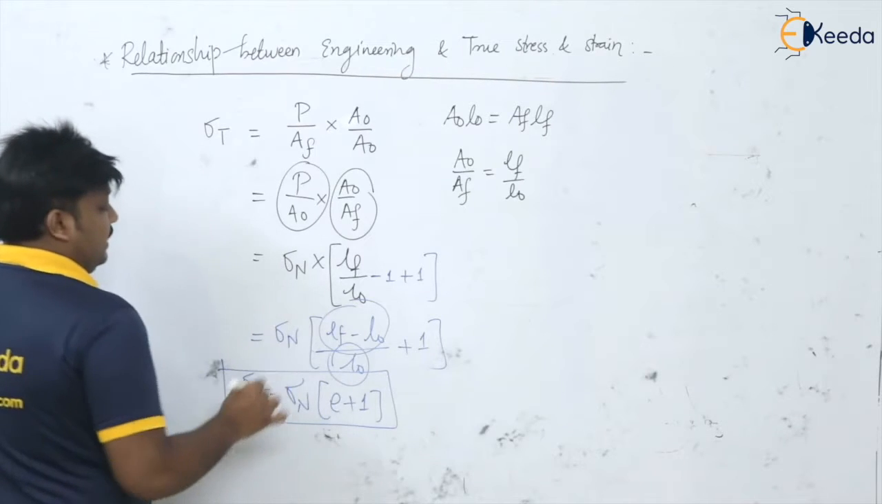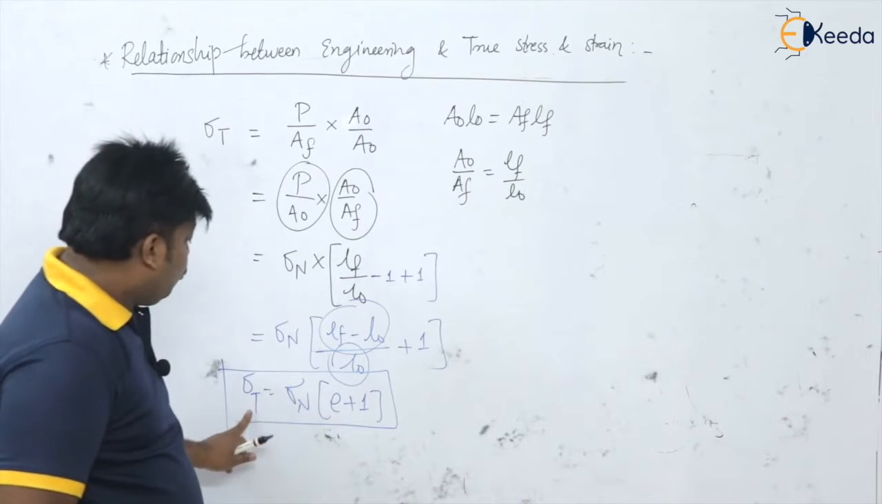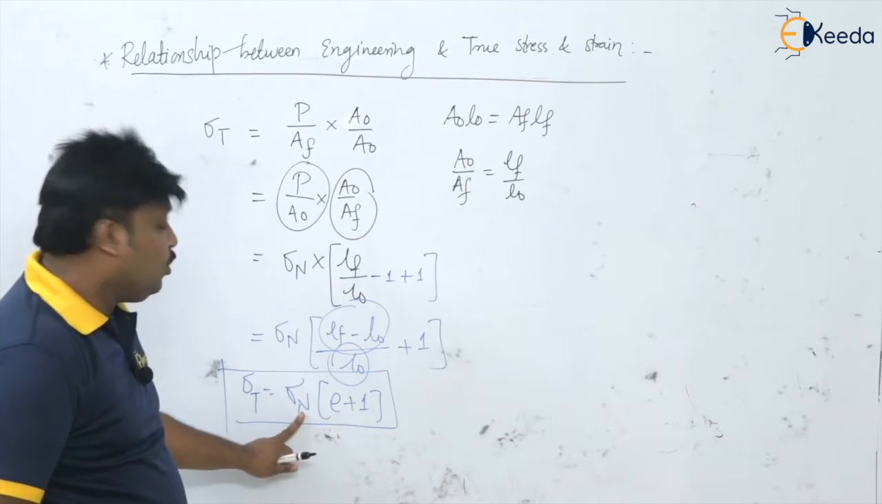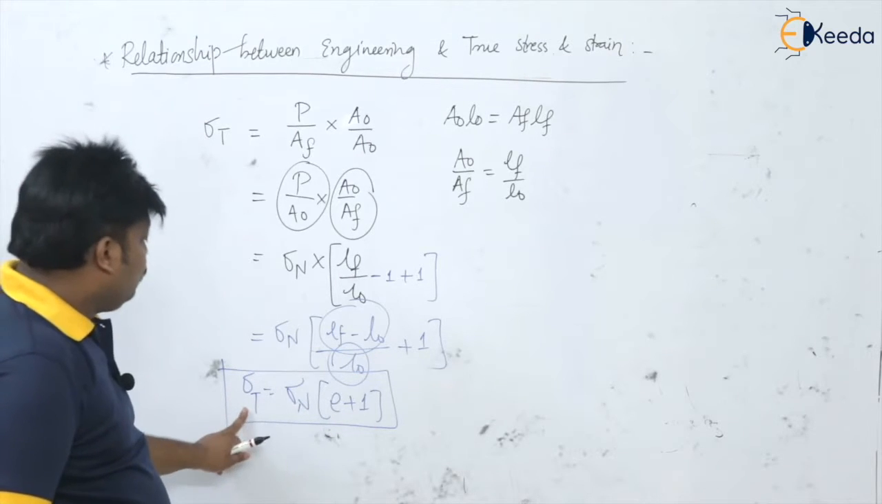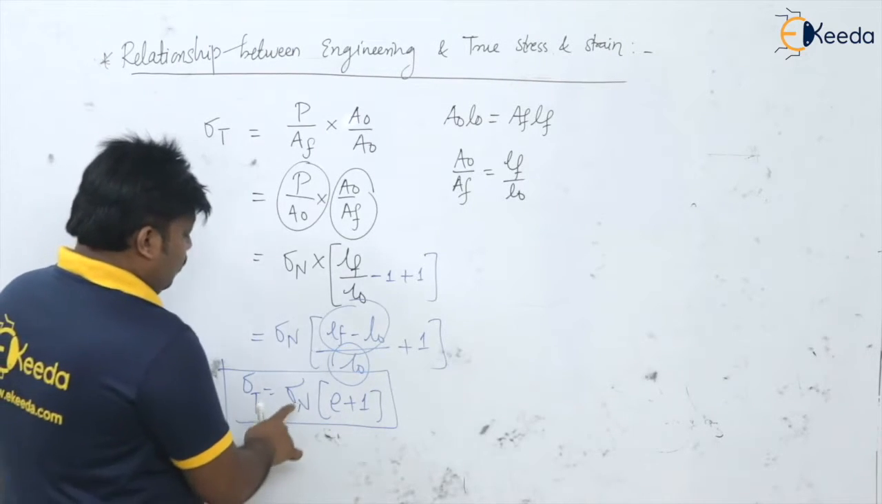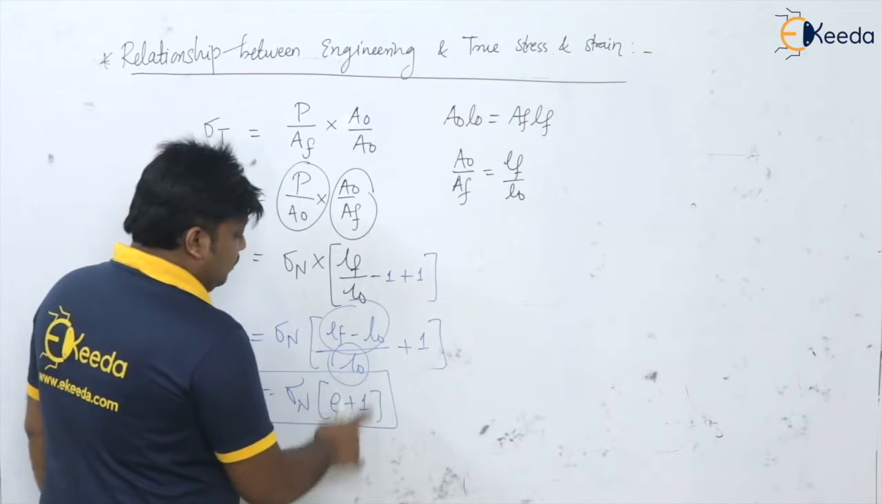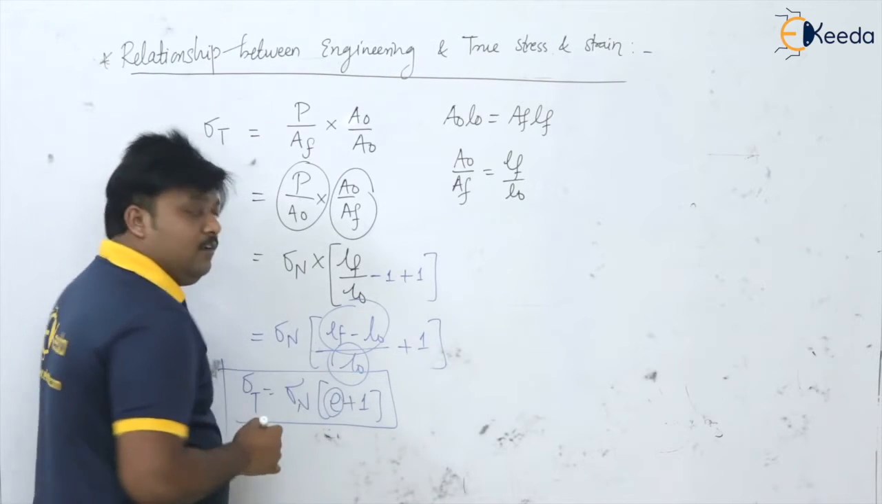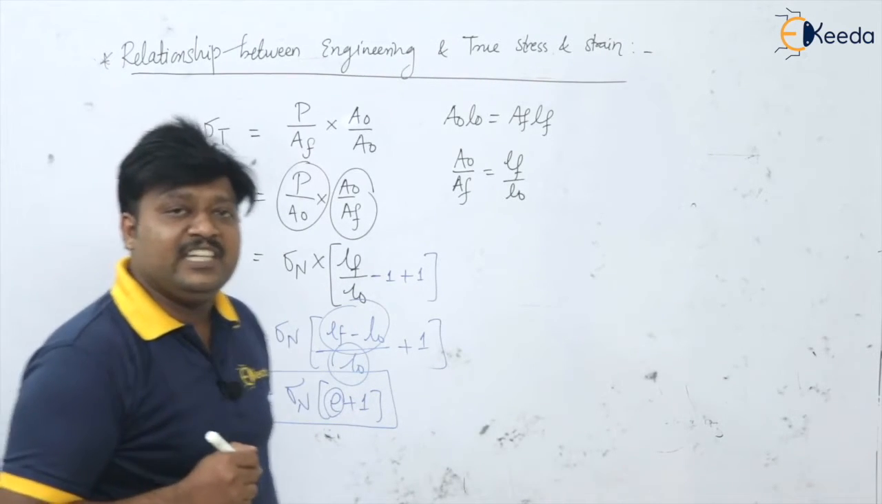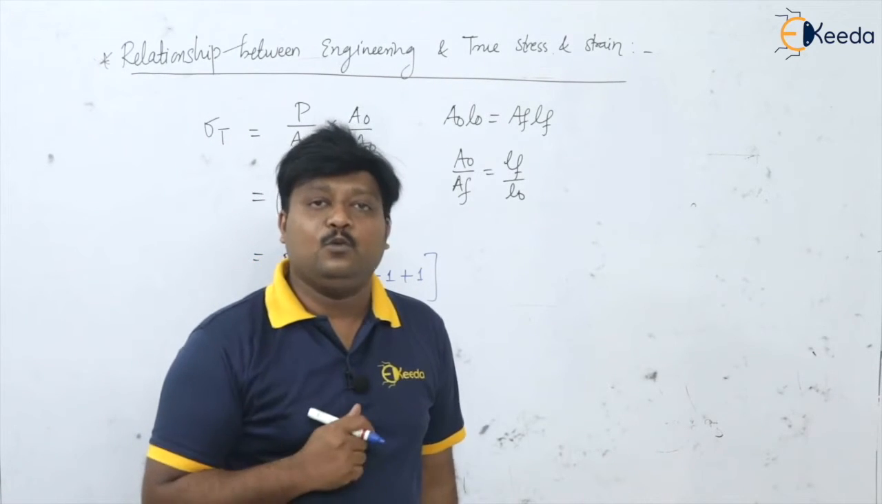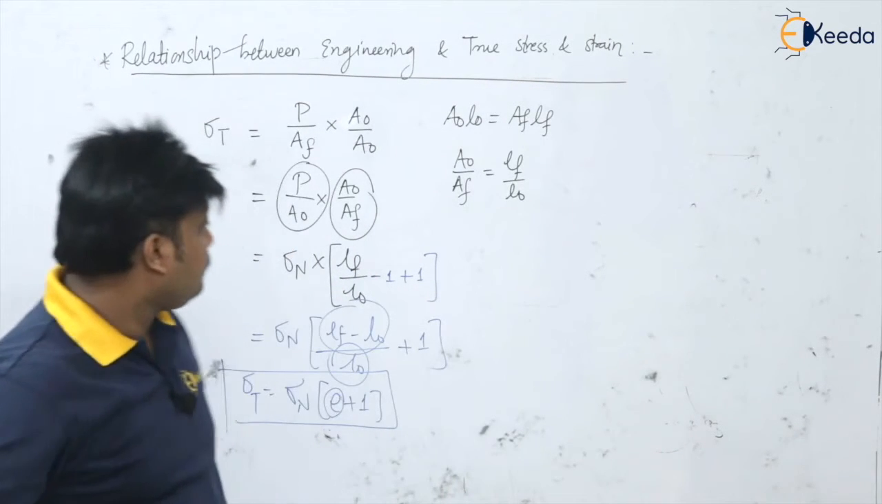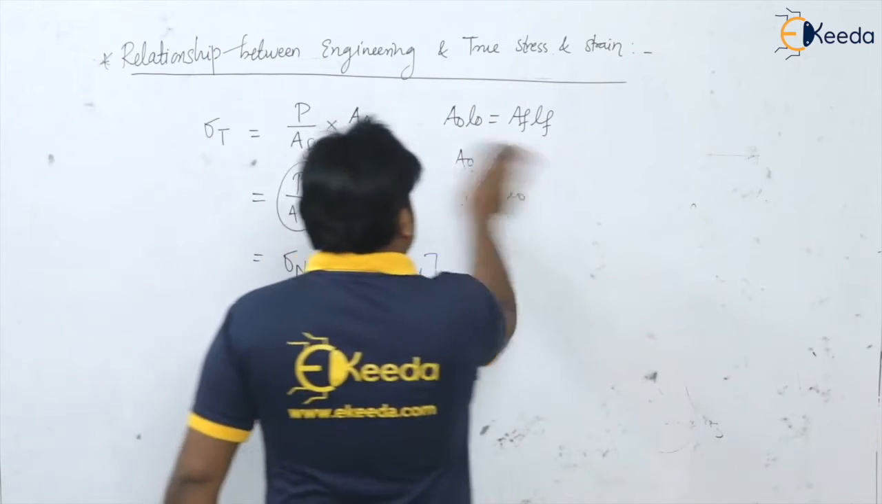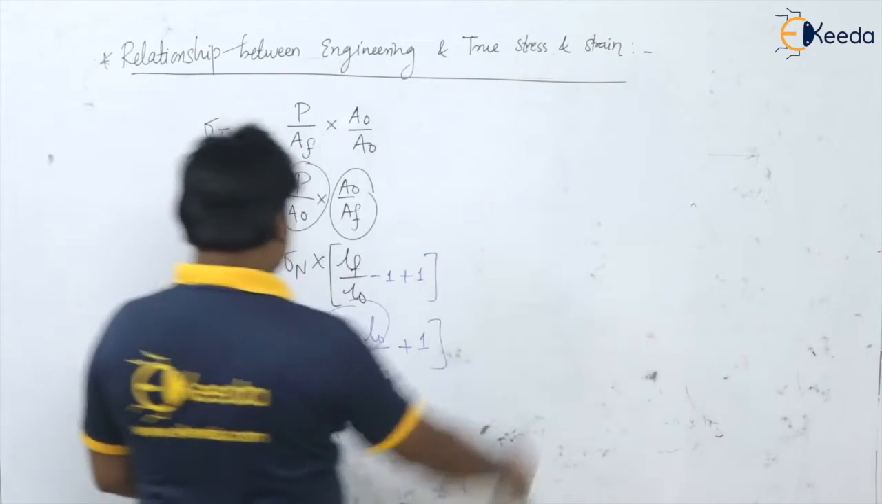So we get the relation between the true stress and nominal stress. That is, true stress is equal to nominal stress into bracket E plus 1, where E is our engineering strain, that is delta L upon L0. Isn't it? Very simple. Now in the same fashion, we get the relation between the stresses.